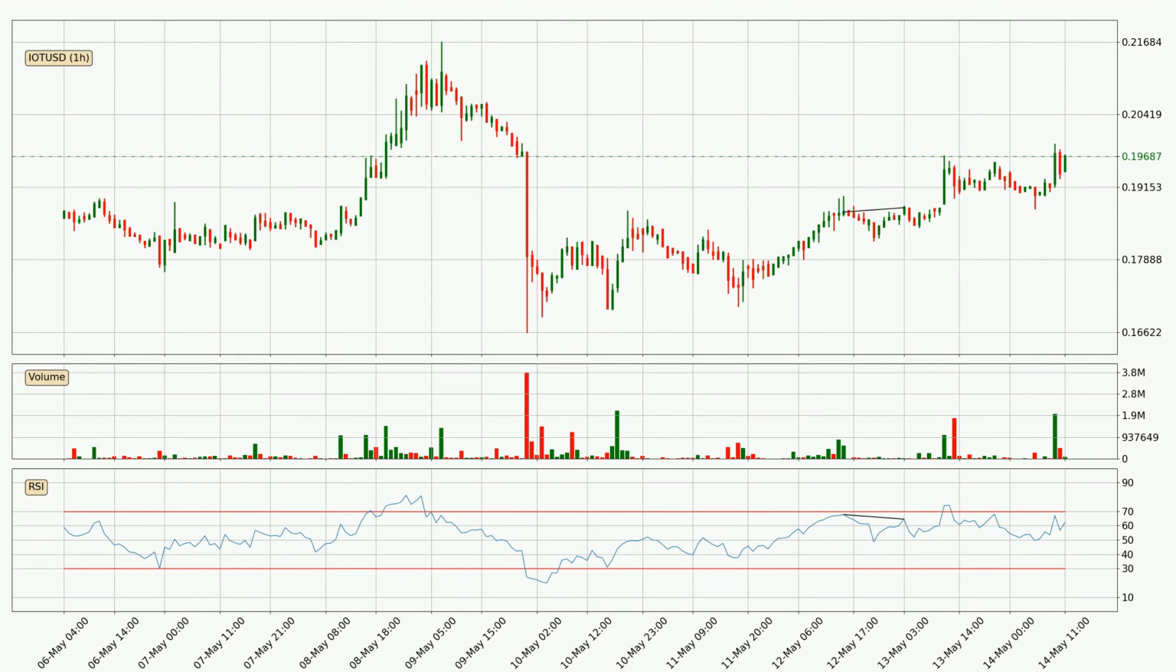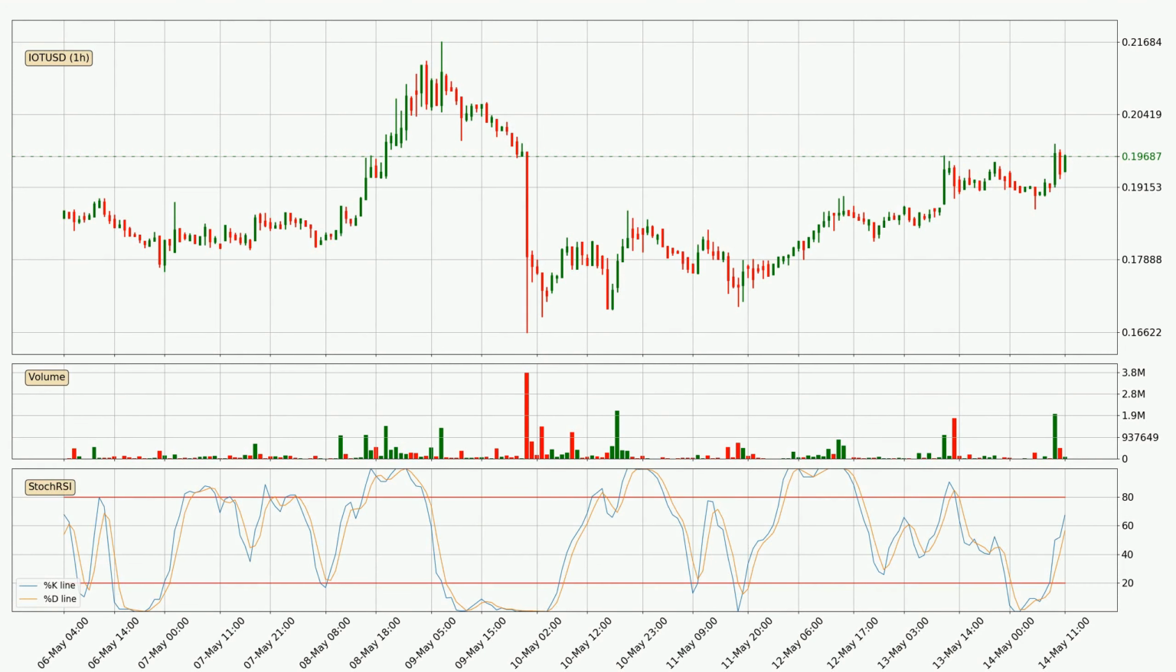Searching for divergence in the hourly time frame, unexpectedly, the price went up, despite the bearish divergence. Looking at the hourly stochastic RSI, the stochastic RSI currently shows no overbought or oversold conditions, but the percent K line is over the percent D line, which means the current trend is to the upside.